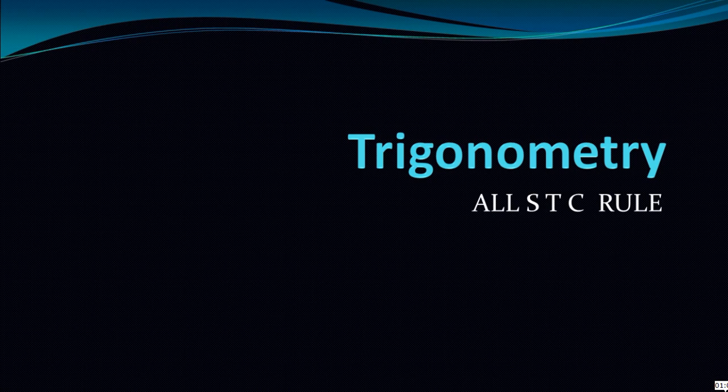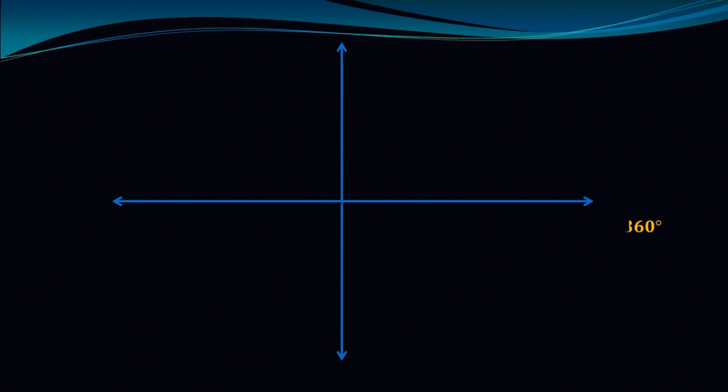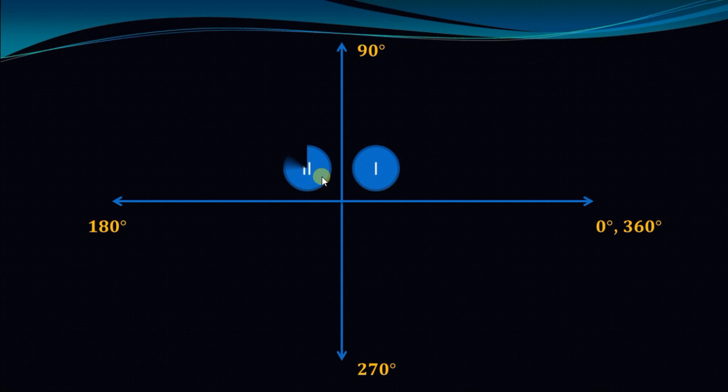Try to understand how to interpret the trigonometric ratios and what is the All STC rule. Now we'll draw the axis. This is 0 degree, 90 degree, 180 degree, 270 degree and 360 degree. This is the first quadrant, second quadrant, third and fourth quadrant.